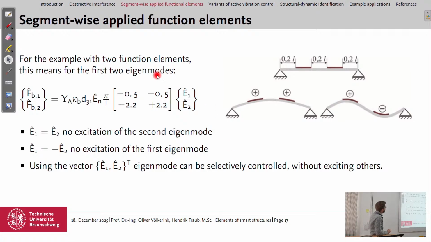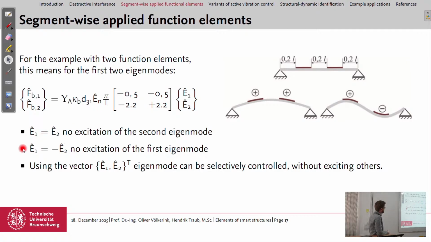So for these two functional elements, we can write the general excitation for the first two eigenmodes. We have two equations for the first two eigenmodes in matrix form, with a vector containing the generalized electric field we apply to the first and the second actuator. If E1 equals E2, then we have no excitation of the second eigenmode, because they cancel each other out here.